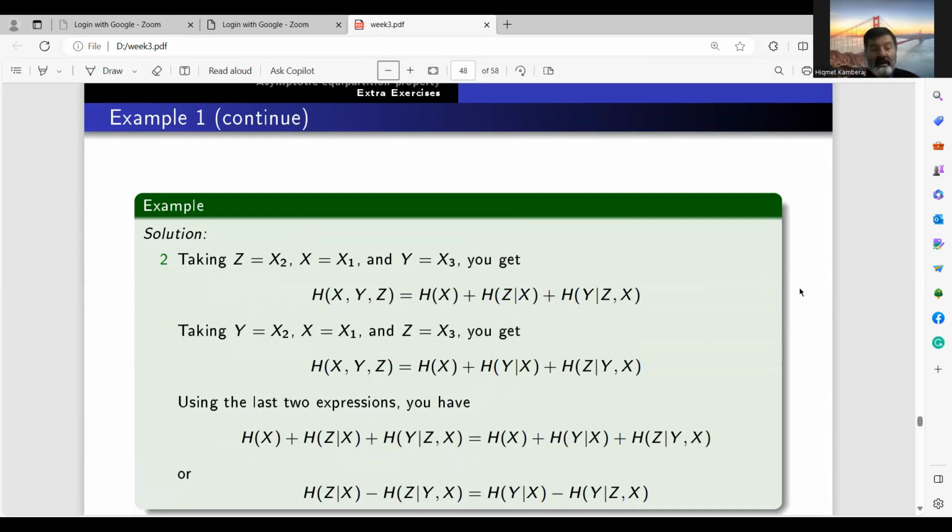Then take y equal to x2, x equal to x1, and z equal to x3. Then you get h of x, y, and z is equal to h of x plus h of y given x plus h of z given y and x.